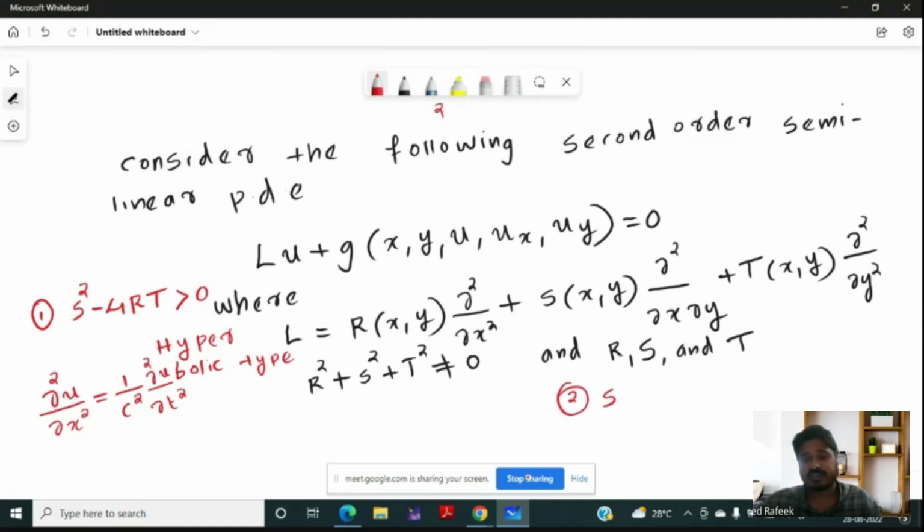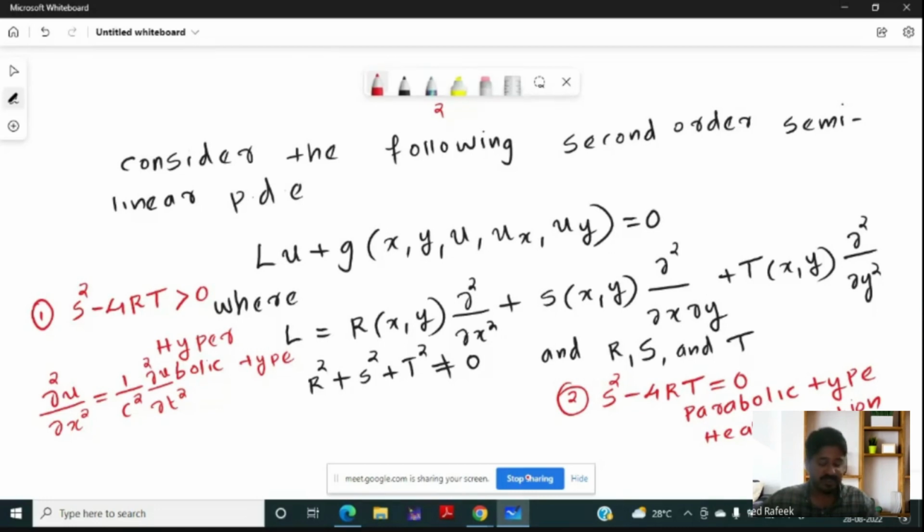S² − 4RT = 0. That is called a parabolic type. So you need to know this equation: S² − 4RT = 0, parabolic type. And an example for that is the heat equation. The heat equation is a parabolic type.